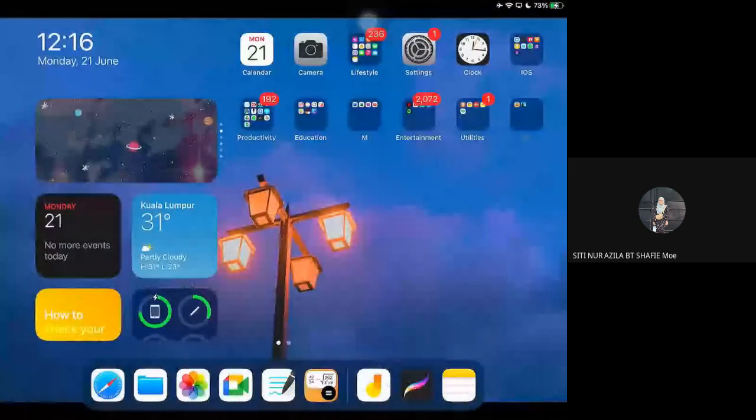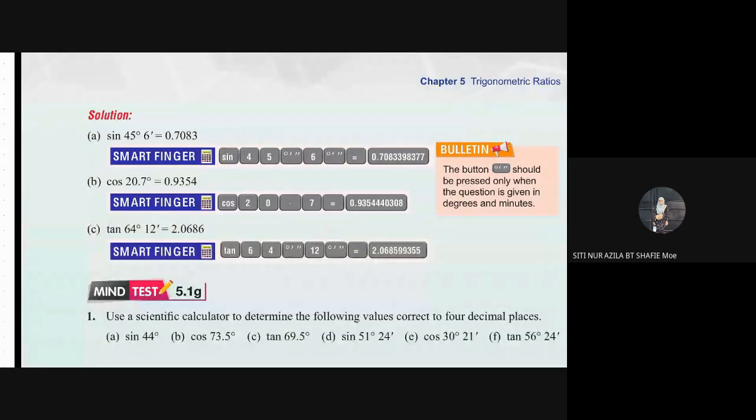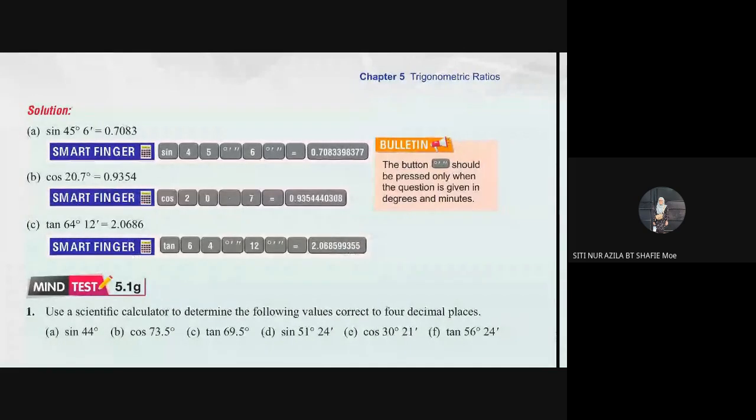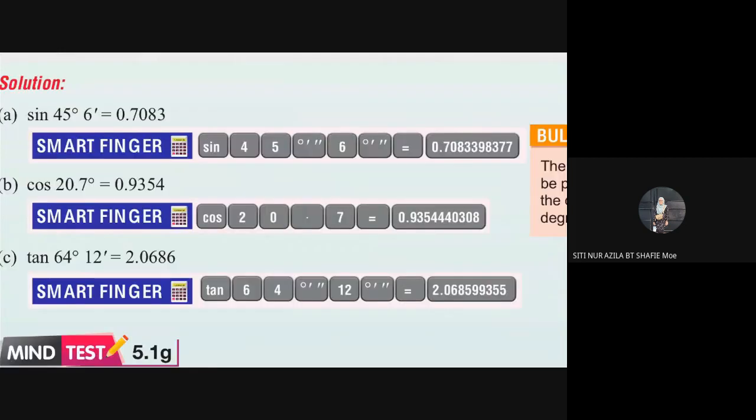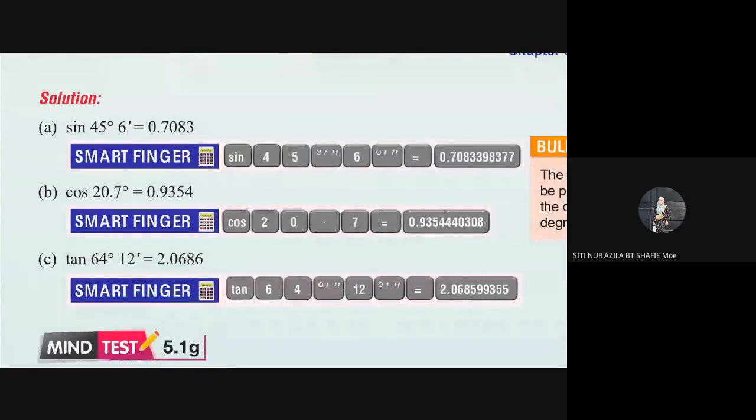Okay. I think because of my calculator using the radian mode, but that's for later. So yeah, you should get 0.7083, same as the one shown in your textbook. 0.7083398737. So round it off to 4 decimal places. Okay, 0.7083. So write down your answer that way.